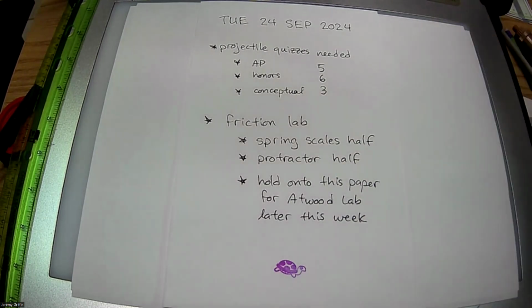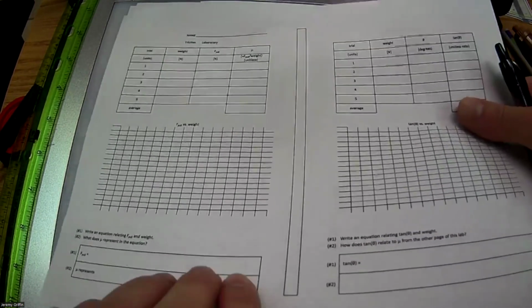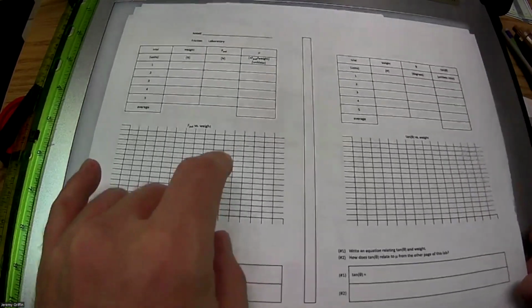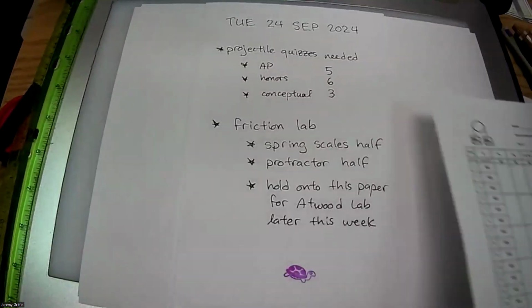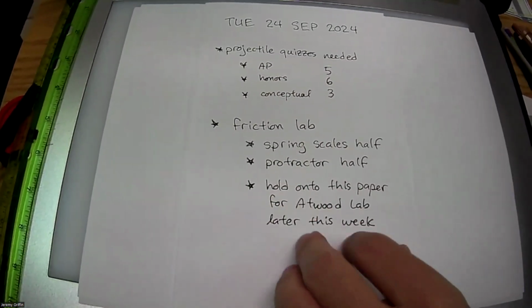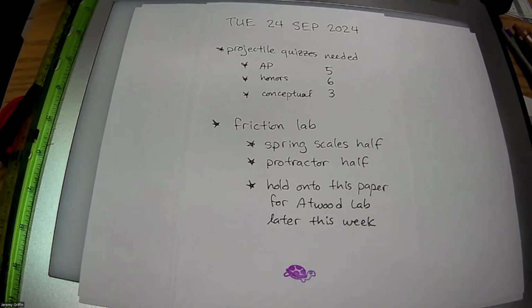All right, so today is Friction Lab. You have on your desk this page right here. This Friction Lab is going to be two halves. I'll do a quick rundown with you. On the back side of this paper is the Atwood Lab that I want to do later this week. So at the end of class today, just hold on to this paper, and we're going to save this for later this week.